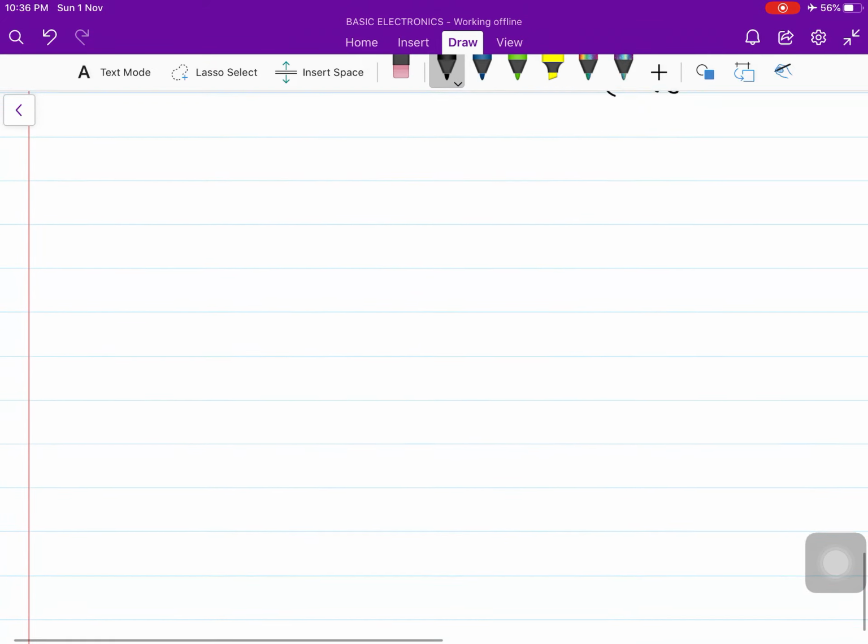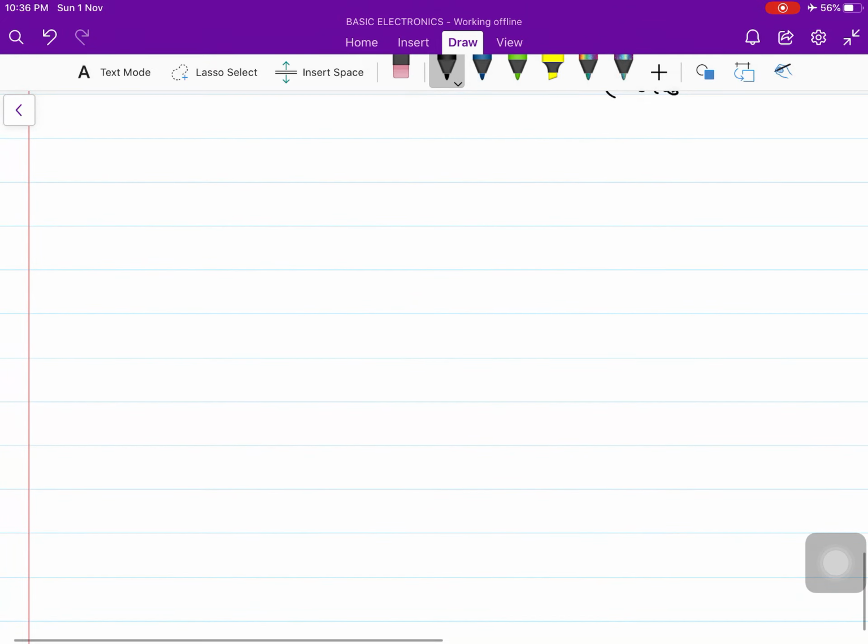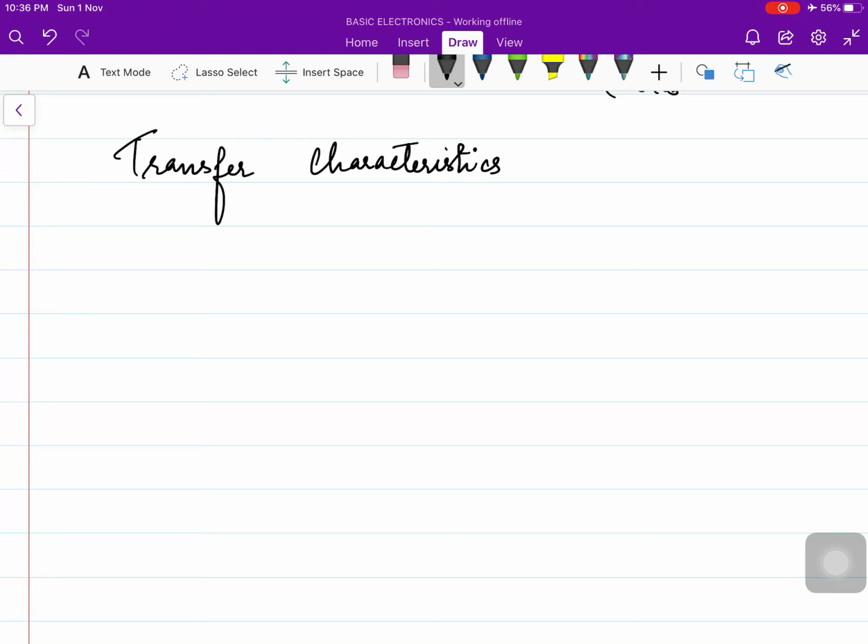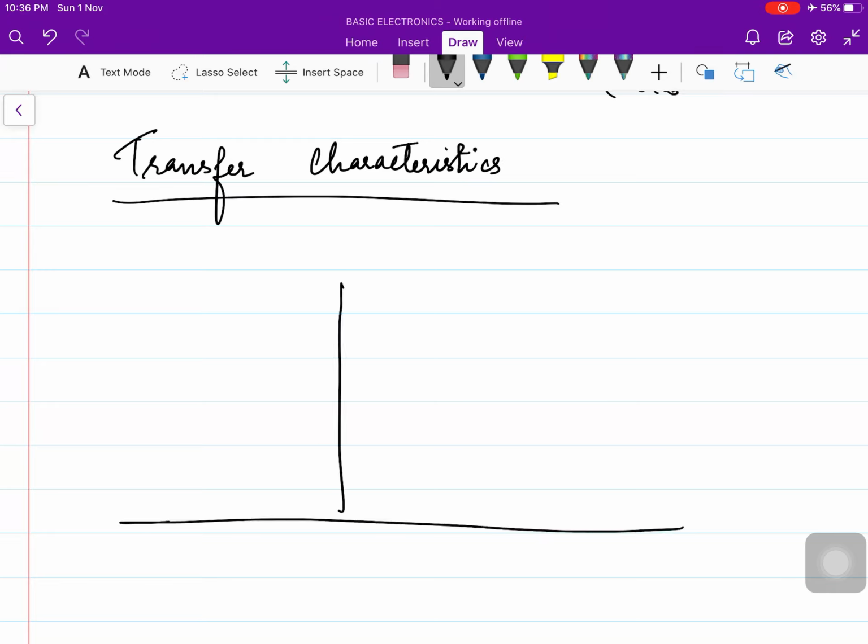You have to practice on your own for P-channel as well. First, analyze the operation of P-channel enhancement MOSFET. Then you can yourself draw the characteristics. Now comes transfer characteristics. Transfer characteristics are very simple to draw.